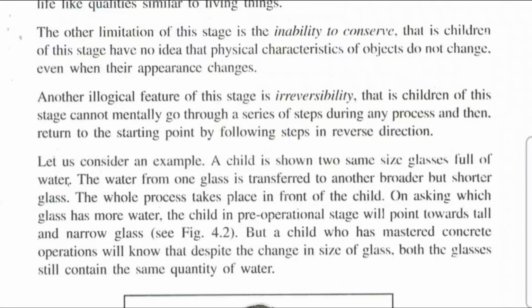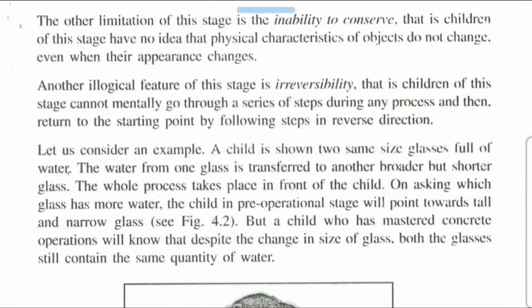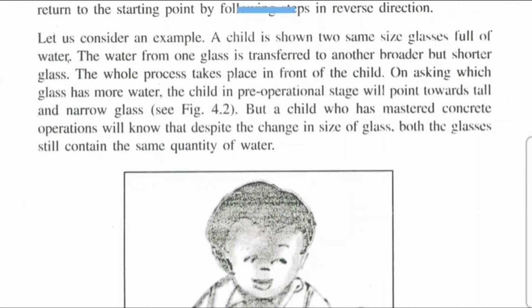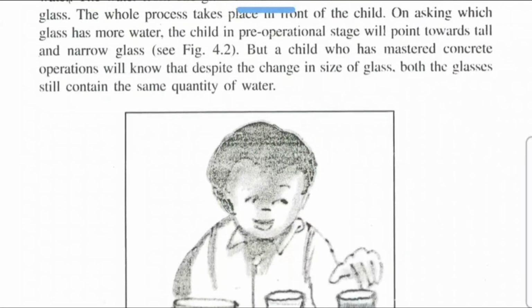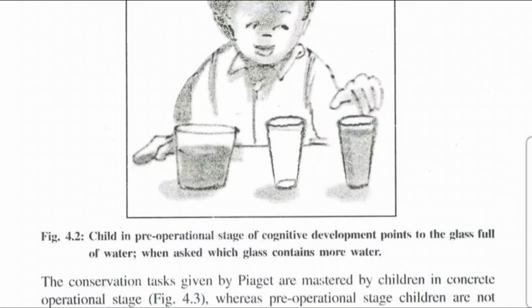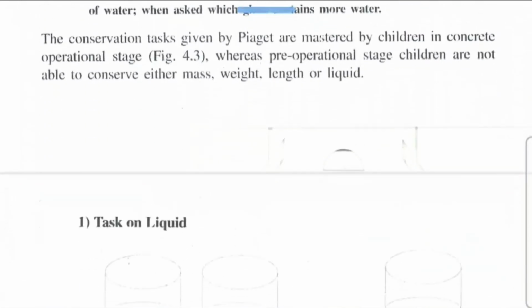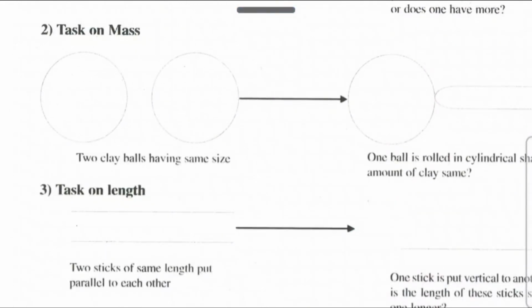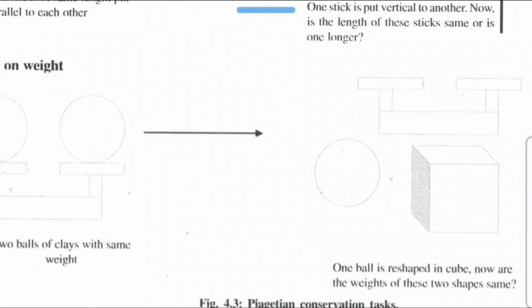For example, if a child is shown 2 identical glasses filled with the same amount of water, and the water from one glass is poured into a broader, shorter glass, the child in the preoperational stage will believe the taller glass contains more water. Piaget's conservation tasks further highlight this limitation. Tasks involve liquid conservation, identical amounts of liquid in different shaped glasses; mass conservation, clay balls reshaped into different forms; length conservation, 2 identical sticks arranged differently; weight conservation, objects of the same weight reshaped into different forms.